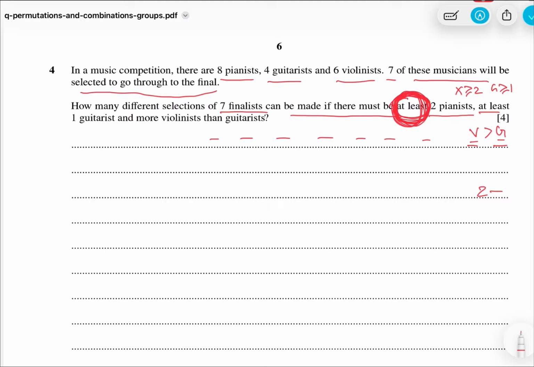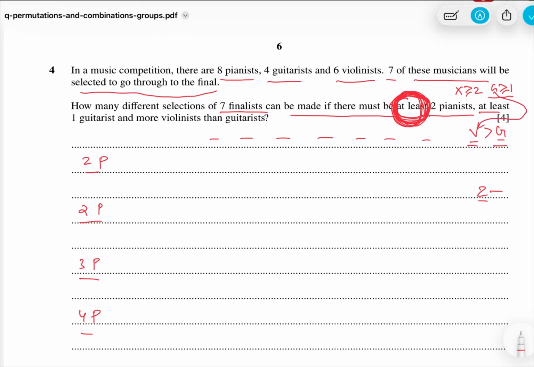Sounds confusing at first, but they have given us pianists, so I will write P over here. P could be 2, 3, or 4. Let's deal with P first because you might find it a little bit complex. Now, guitarist can be greater than or equal to 1, because guitarist is linked with violinist as well.